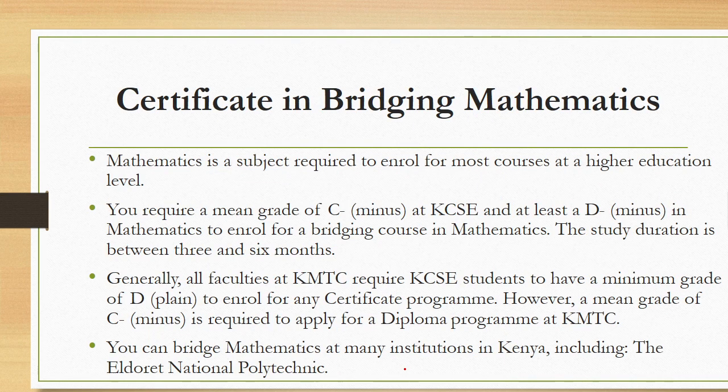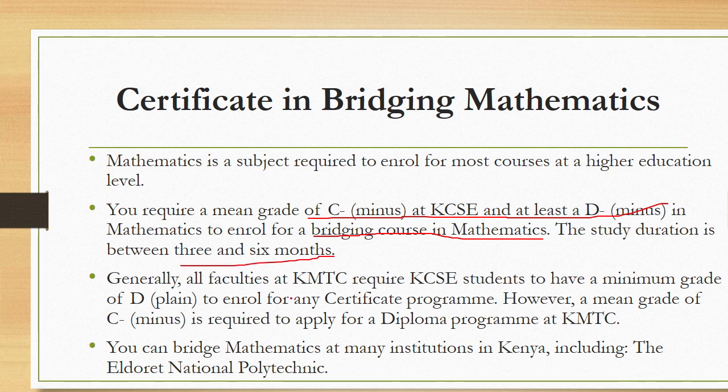Also, we have certificate in bridging mathematics. Maths is very, very crucial. I don't know, but most, not only medical field, almost every field requires you to pass mathematics, right? So you require a mean grade of C minus at KCSE and a D minus in maths for you to enroll for bridging. Take note, bridging course, right? So the duration is normally between 3 to 6 months, right?